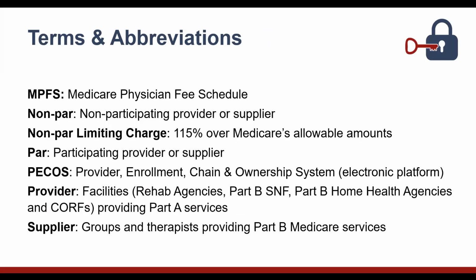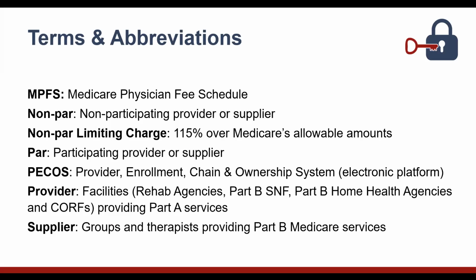We have a few terms and abbreviations, which I've used to keep the slides a little less dense. The Medicare Physician Fee Schedule. Non-par is a non-participating provider supplier. Non-par limiting charge is 115% of Medicare's allowable. Par is your participating provider, and we're going to get into what all this means. PECOS is the electronic platform Medicare uses to enroll. This will not be available to you if you are changing your participating status. You will have to submit a paper letter.